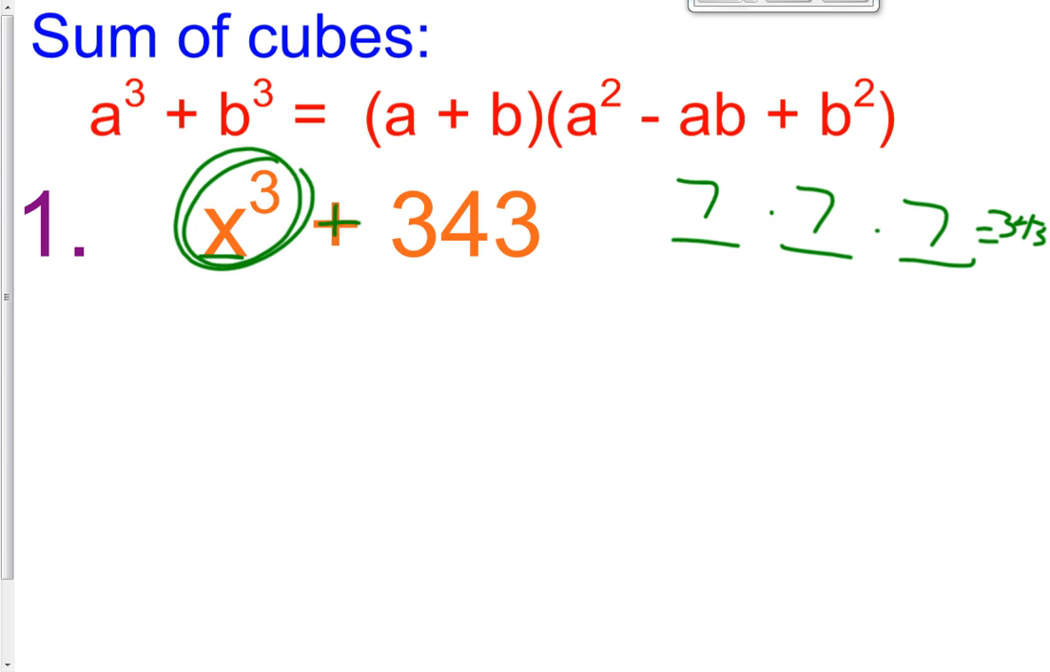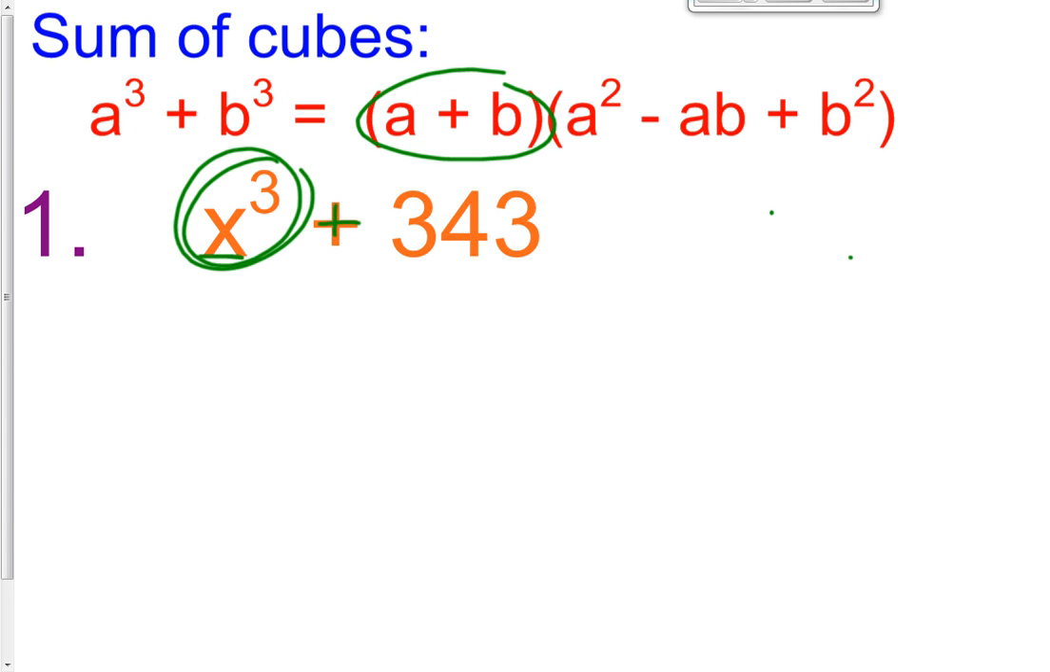So we now have a cubed number of x cubed, and we have a cubed number of 343, which is 7 cubed. So what we have here, class, is the sum of 2 cubes. We're going to factor it into a binomial and a trinomial using this equation. So here's how I recommend that you do it.